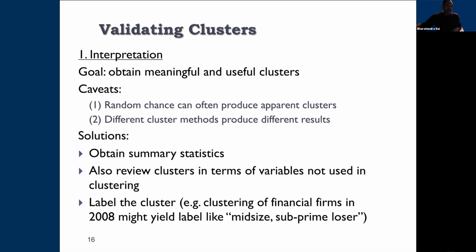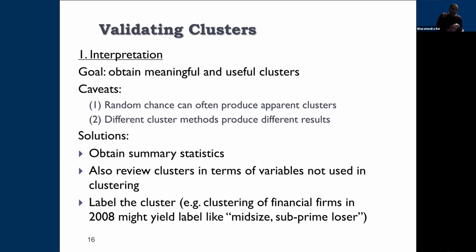After we make clusters, we have to validate, because we don't want to take chances. Who knows, the second time we do the analysis we may get a totally different result. It may confuse people. One way to validate is interpretation. Obtain meaningful and useful clusters. It may happen that random chance can often produce apparent clusters. And another problem is you use one method, you get one cluster formation. You use another method or measure of distance, you get a totally different outcome.